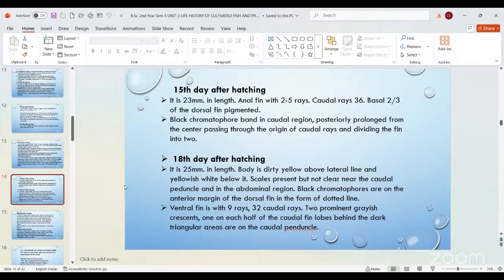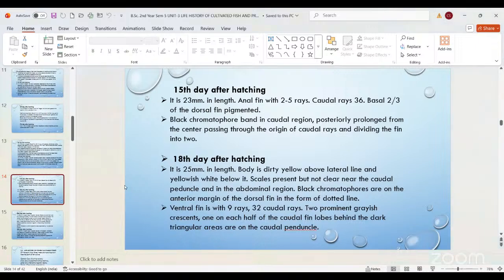Next is 18th day after hatching. Now the size has increased from 23 mm to 25 mm in length. Body is dirty yellow in color above lateral line and yellowish white below that. Scales present but not clear near the caudal peduncle and in the abdominal region. Black chromatophores are on the anterior margin of the dorsal fin in the form of dotted line.